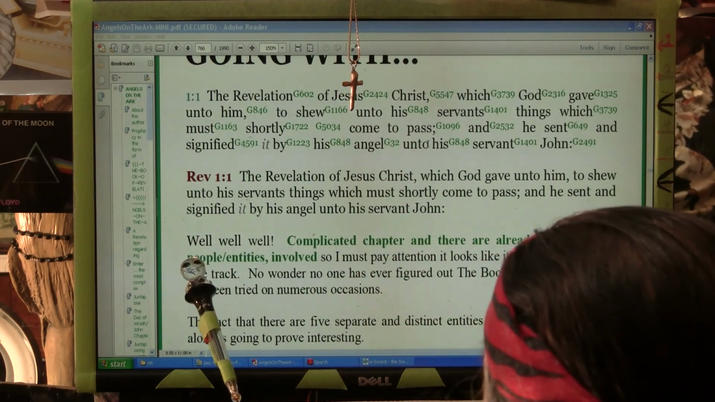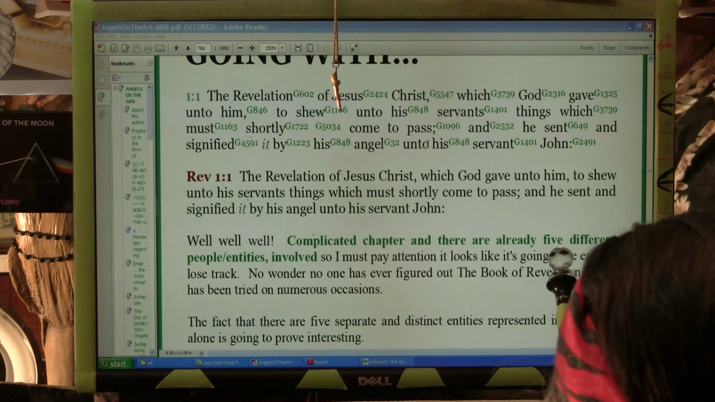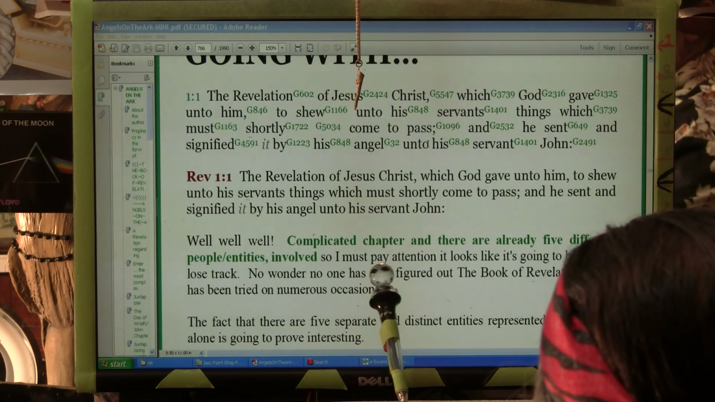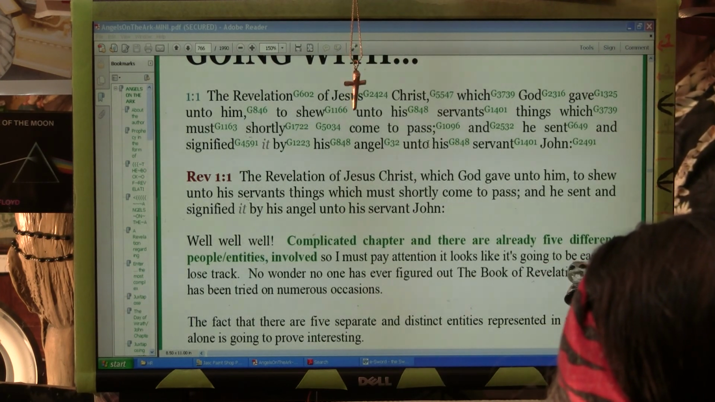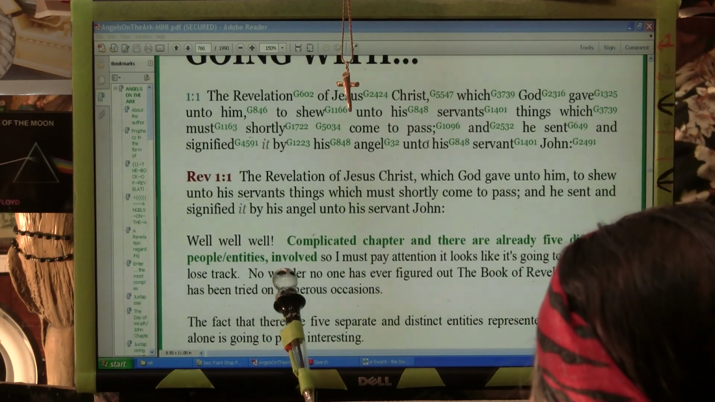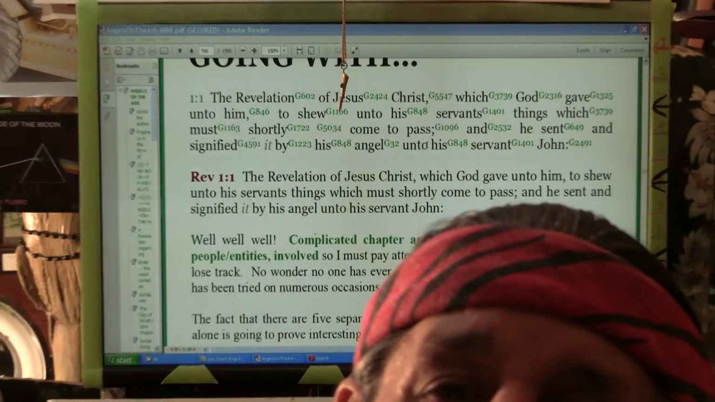Now, after we read verse 1, I said, well, complicated chapter, and there are only 5 different people, entities involved. So I must pay attention. It looks like it's going to be easy to lose track. I said that because the revelation of Jesus Christ was given from God to Jesus Christ, to the angels, to St. John, and then given to the people of this world via 5 different intermediaries, so to speak. Okay?